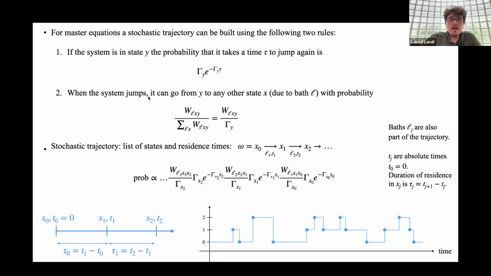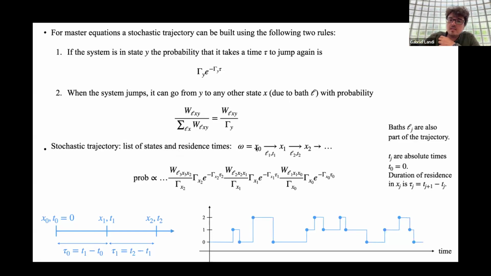Rule number 2, whenever the system jumps, it will choose which state it's going to jump to, and it will jump to state X due to Beth L with probability given by the rate properly normalized. So the rates give you, up to a normalization, the probability that when the jump happens, it will go from Y to X. And now with these 2 rules, a stochastic trajectory is fully specified by this list of states, residence times, and Beths.